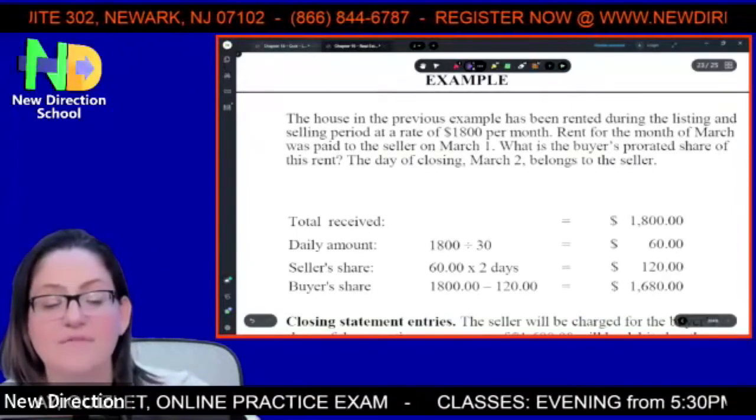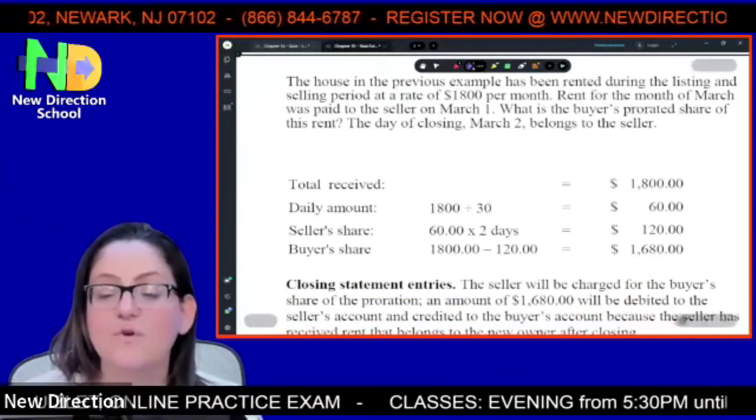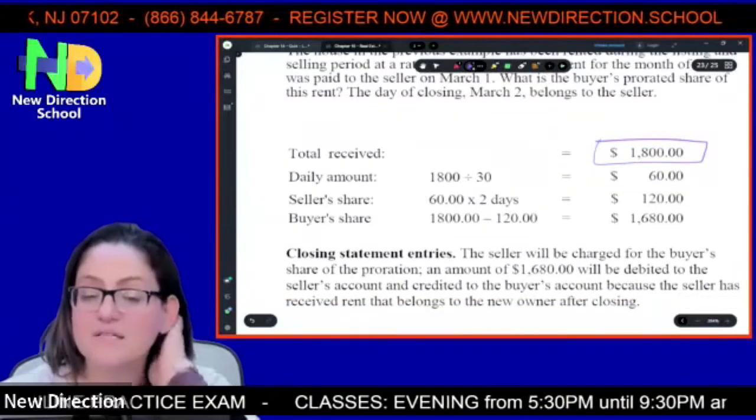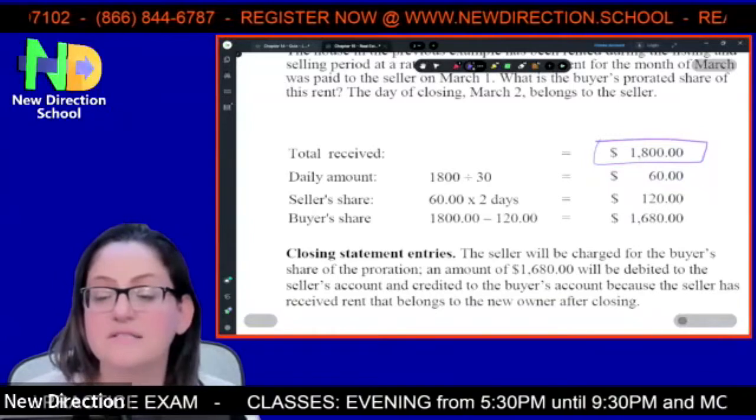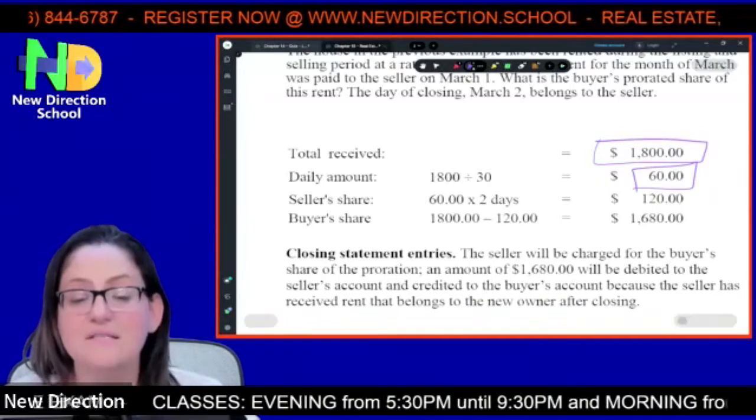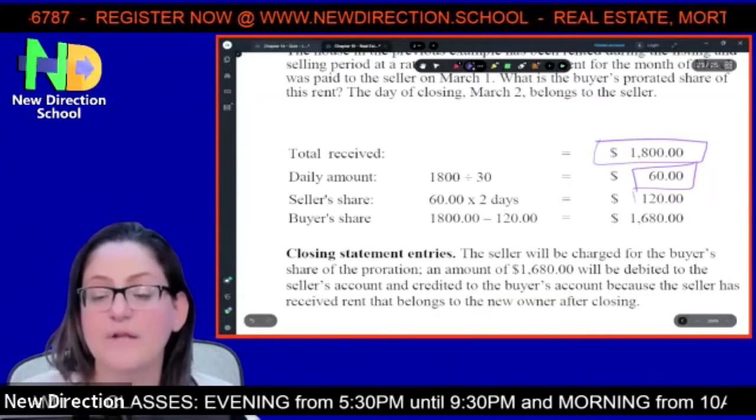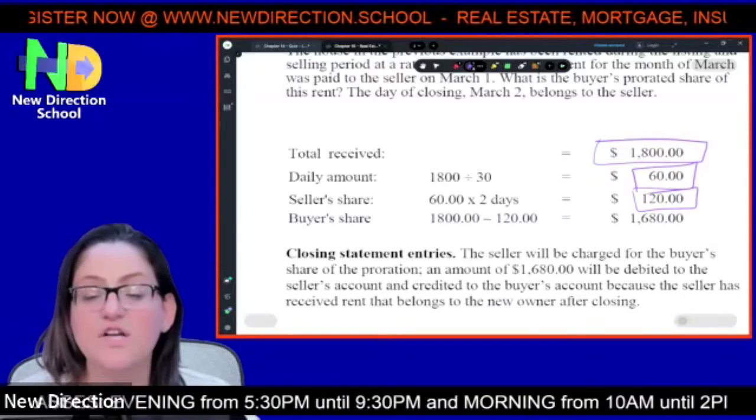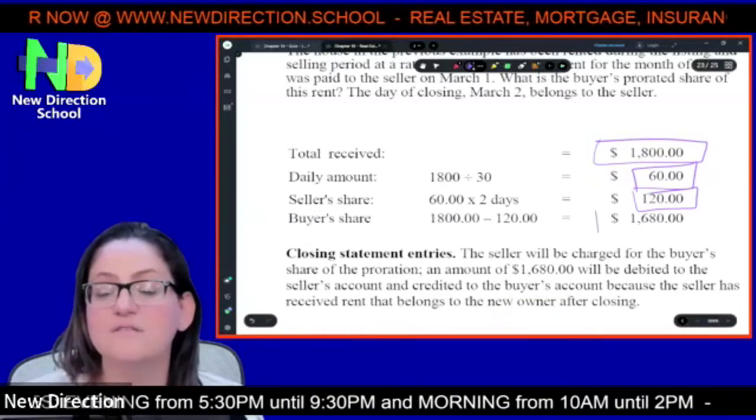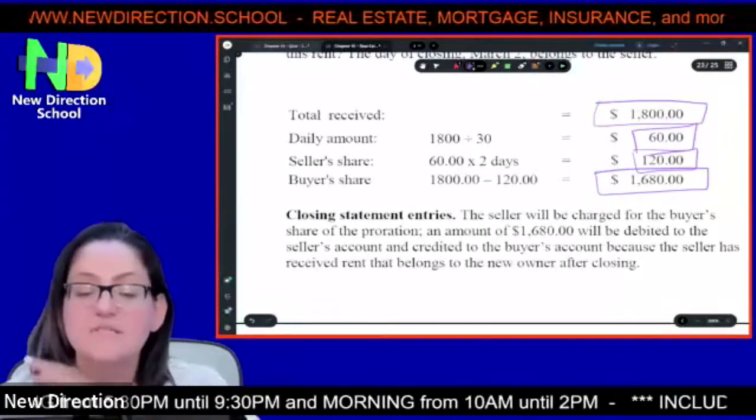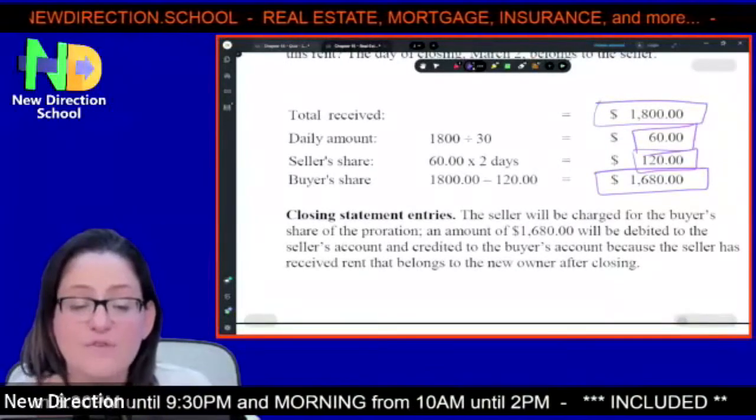So now we have here a total of 1,800. Daily amount, 1,800 divided by 30 is 60. That's a daily amount. Times 2 days is 60 times 2, it's 120. And then the buyer share is 1,800 minus 120, which is 1,680. Closing statement entries. The seller will be charged for the buyer's share for the proration.